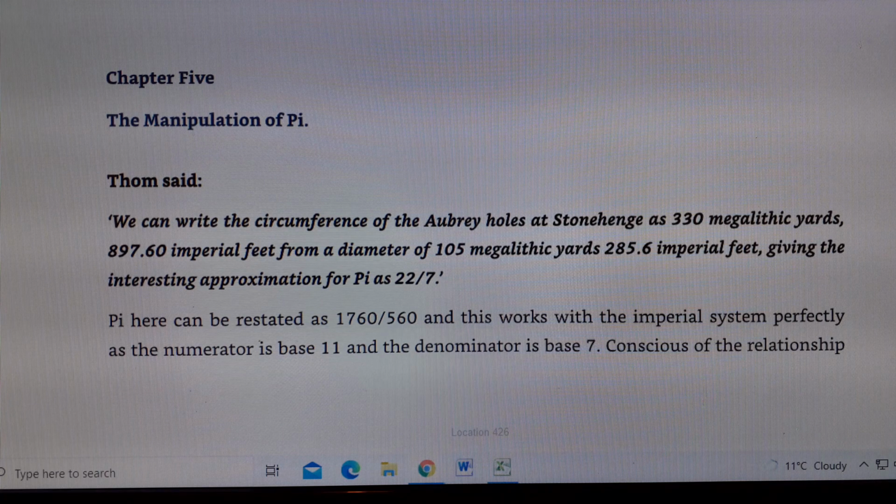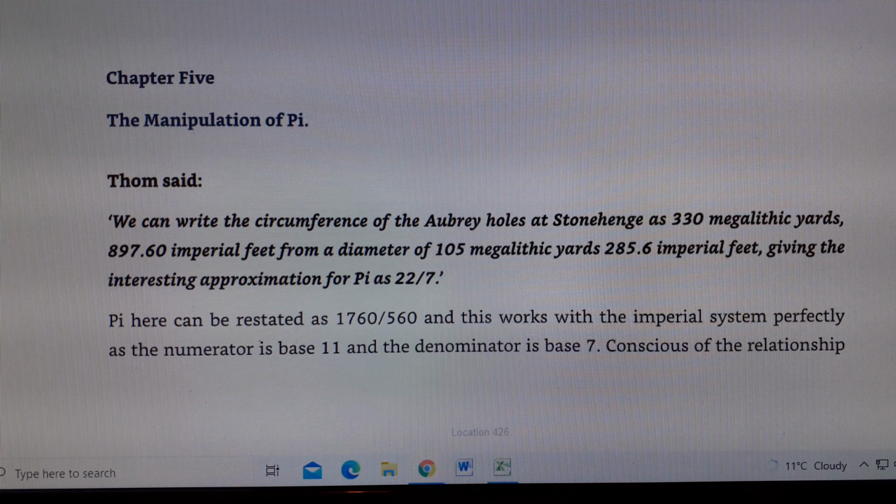And then I said pi here can be restated as 1760 divided by 560. And we know that there are 1760 cubits in the GP base. I didn't say that at the time because I hadn't got that far in my research. And this works with the imperial system perfectly, as the numerator is base 11 and the denominator is base 7.